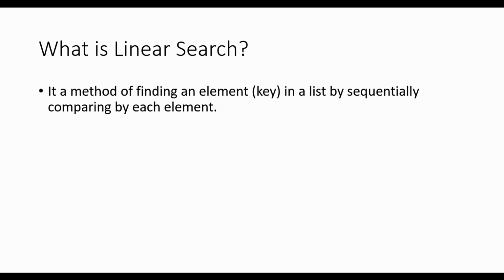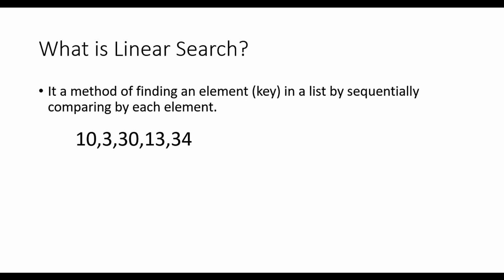It's a simple method of finding an element. The element that you're trying to find, we'll call it a key. And the set in which we are trying to find the element, let's call it a list. This method will help us find the element in a list by sequentially comparing each and every element. So let's assume that we have got some set of elements.